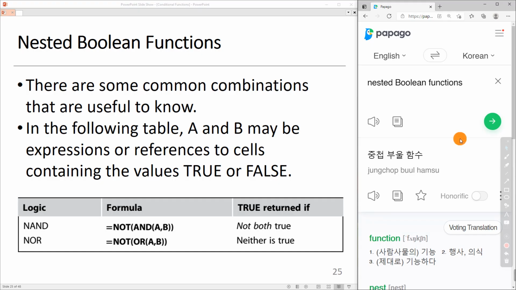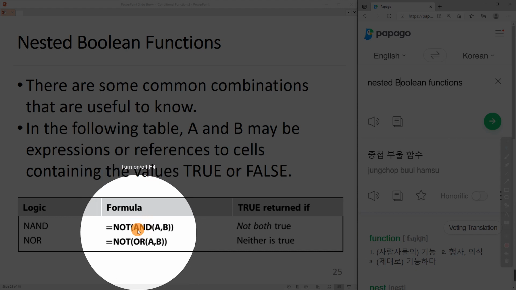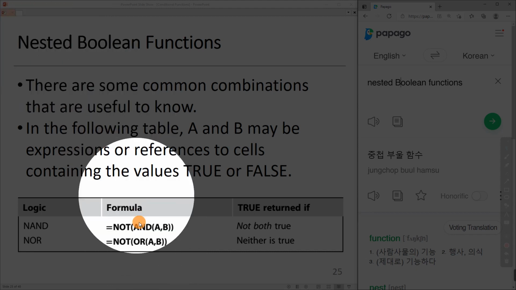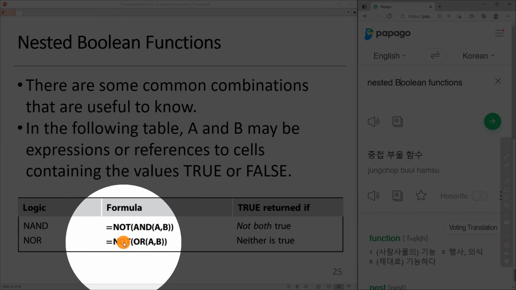Nested Boolean functions. There are some common combinations that are useful to know. For example, first of all, I will apply the AND function to A and B, right? And then I want to apply NOT, so I want to reverse it. As you can see from here, I use two functions, so one function is nested into another function. The same here: the OR function is nested into the NOT function.